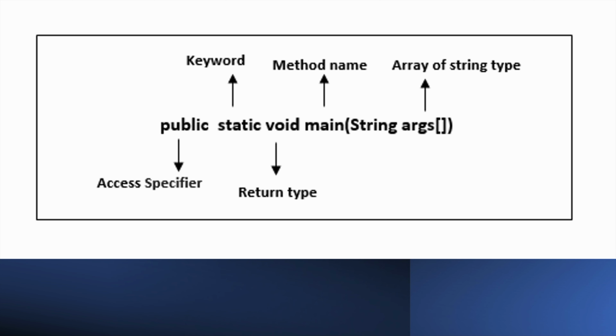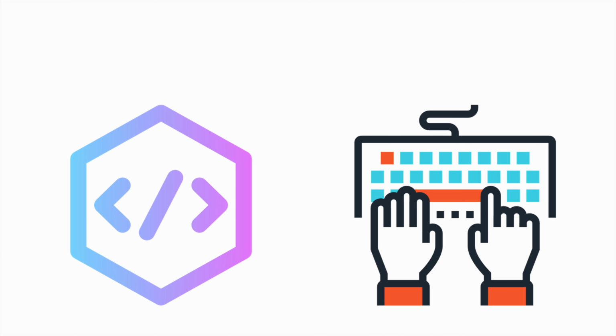Okay, so the syntax for the main method is public static void main(String args). We have public as an access specifier, static as a keyword, void is the return type, main is the method name, and String args is an array of String type arguments. So I'll be moving toward the code part now, and let's start.